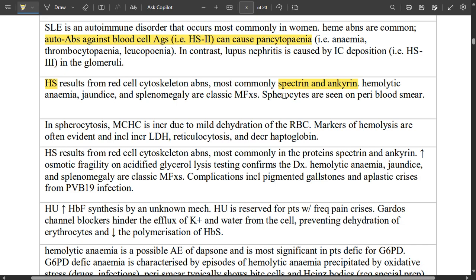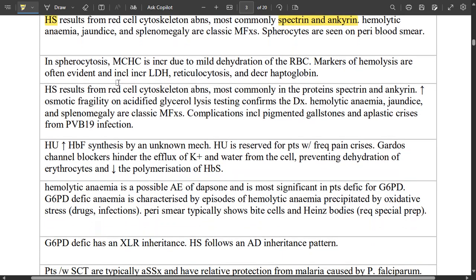Spherocytes are also seen in the peripheral blood smear. In spherocytosis, MCHC, mean corpuscular hemoglobin concentration, is increased due to mild dehydration of the RBC. In spherocytosis there is a relative dehydration of the RBCs. There is some loss of sodium from the RBCs, thus causing some sort of dehydration.